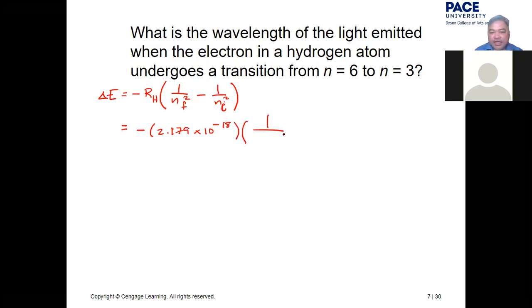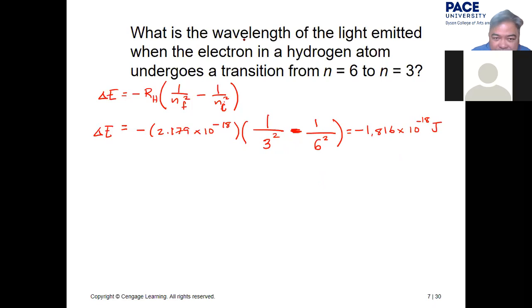So which is n final here? Where will I put 6 and where will I put 3? So this is the delta E. So I'm going to put 3 there as the final and 6 as the initial. And from here, I can get a negative 1.816 times 10 to the negative 19 joules.